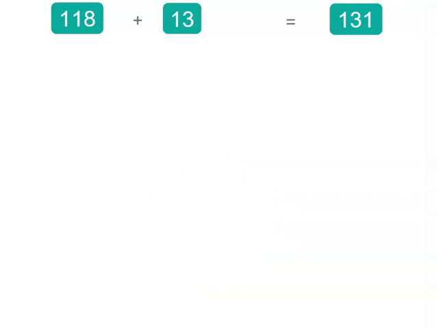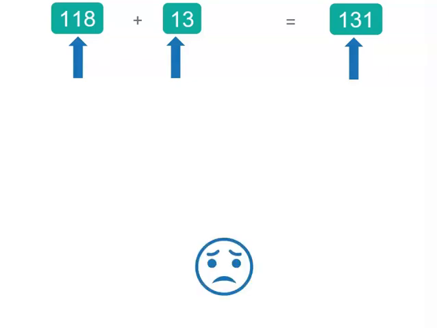Let's go back to our first problem. If we look at the digits in the tens place, we had a 1 and another 1, which makes 2, but our answer has 3 in the tens place. So how could that happen? That's a bit worrying. Well, no, it's actually okay.